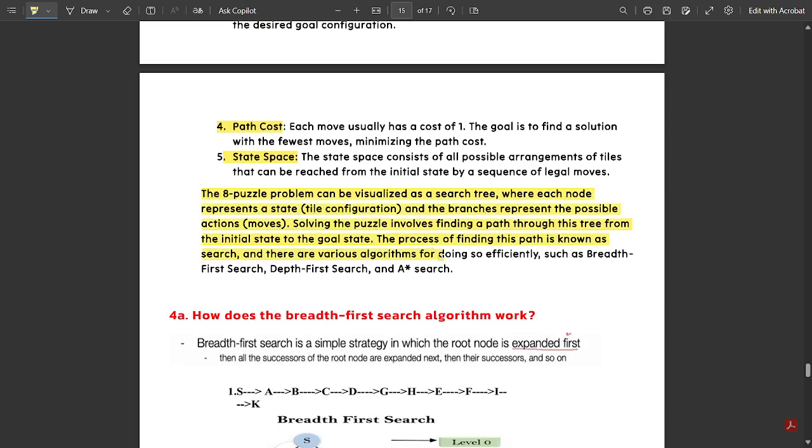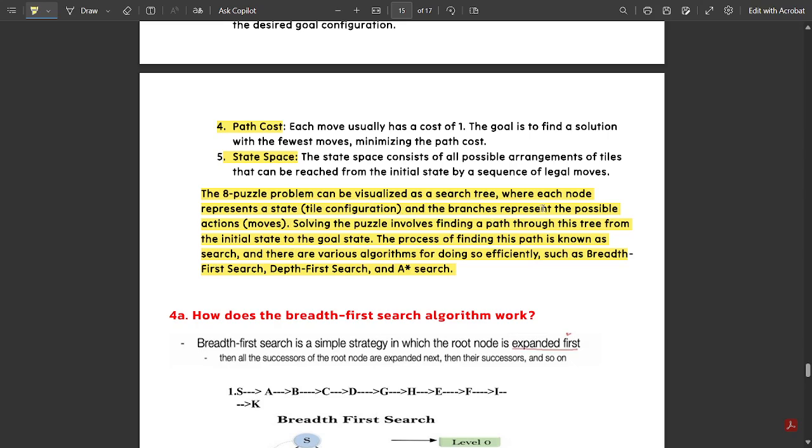The 8 puzzle problem can be visualized as a search tree where each node represents a state, that is a tile configuration, and the branches represent the possible actions. Okay, so in this way the search tree could be built where each node of that search tree represents a state, that is the tile configuration and at which position each tile is.